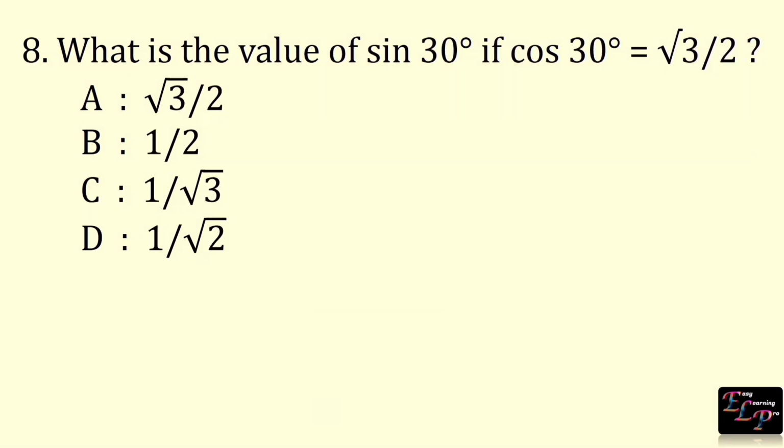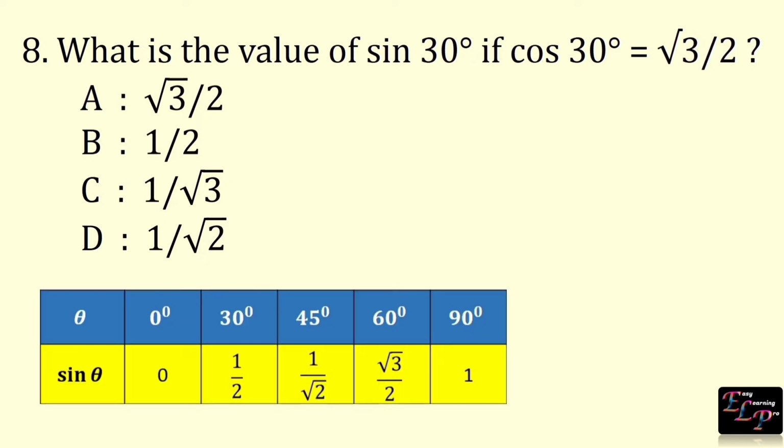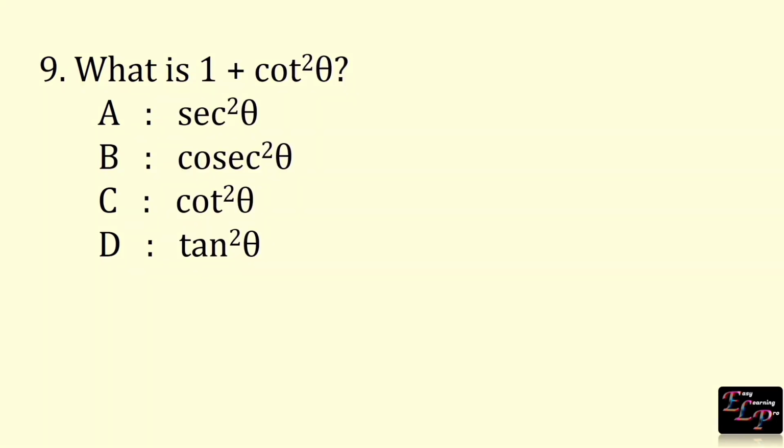What is the value of sin 30 degree if cos 30 degree is equal to root 3 by 2? Sin 30 degree is equal to 1 divided by 2. So the answer is option B. What is 1 plus cot square theta? 1 plus cot square theta is equal to cosecant square theta.